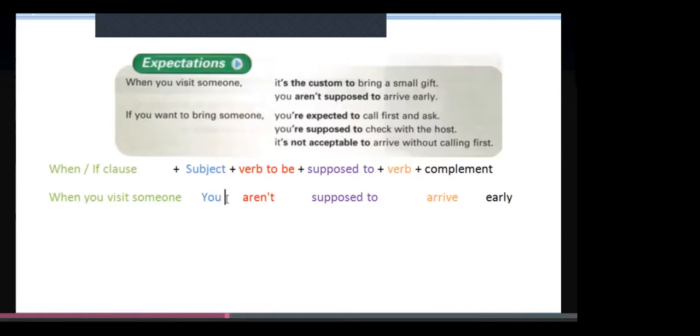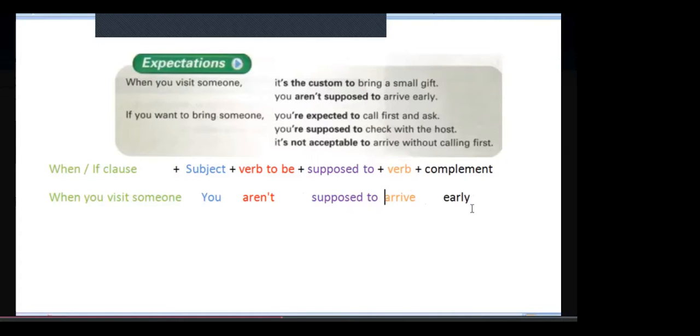In this case, the subject is you. All right. So the expectation is when you visit someone, and then you, then it's going to follow the verb to be. The verb to be can be either in its positive form, or it could be negative. In this case, it happens to be on its negative form. So when you visit someone, you aren't. Then this is going to follow supposed to. You aren't supposed to, and then it's going to follow the verb. So in this case, the verb is arrive. Okay. You aren't supposed to arrive early.